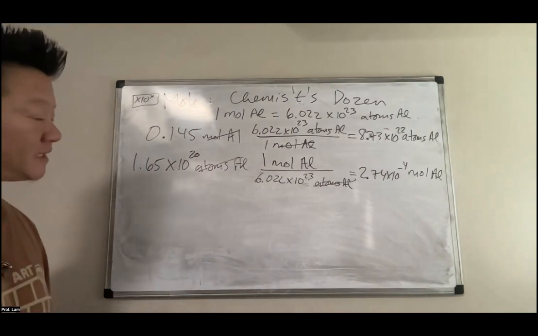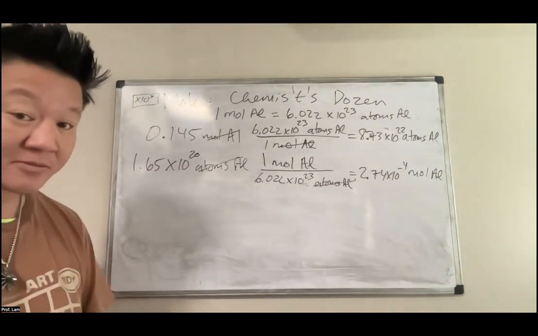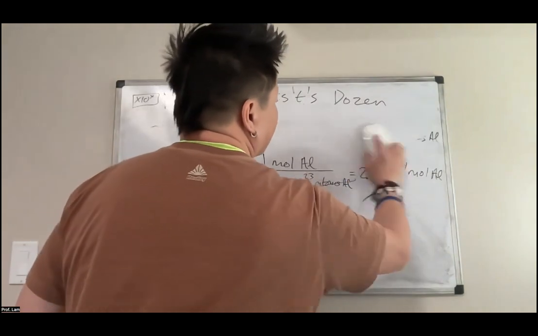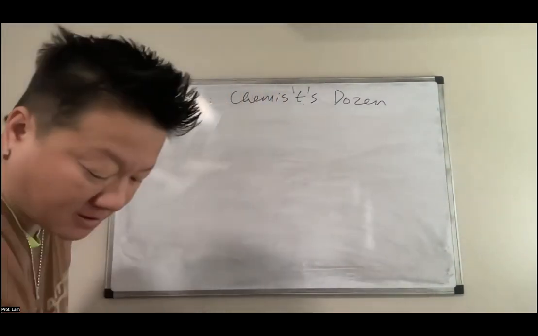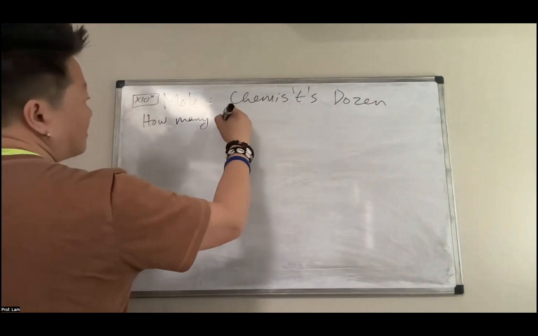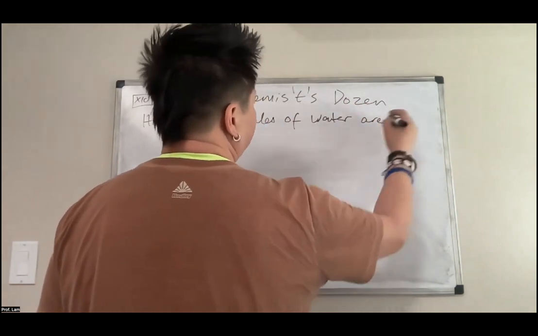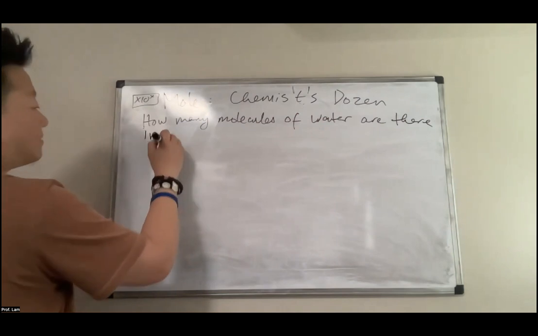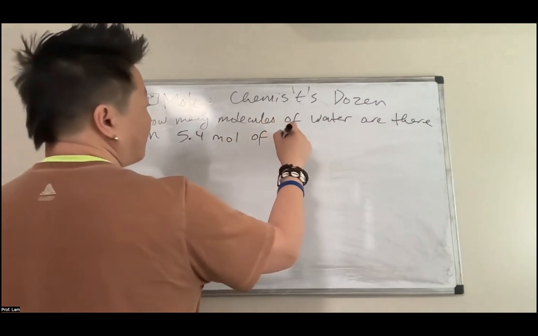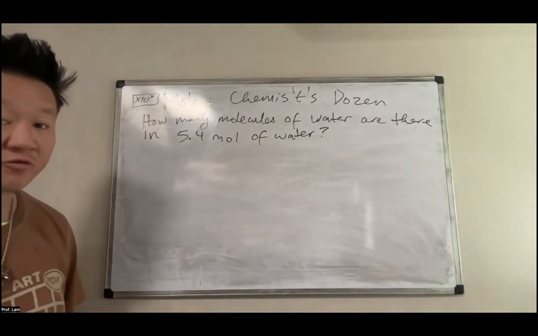All right. Well, let's do another problem now, but we're going to change it up. We're going to go from atoms to molecules because sometimes you want to know about molecules, right? Let me erase this. Okay. So what if the question is, how many molecules of water are there in 5.4 moles of water? Okay? How many molecules of water are there in 5.4 moles of water?